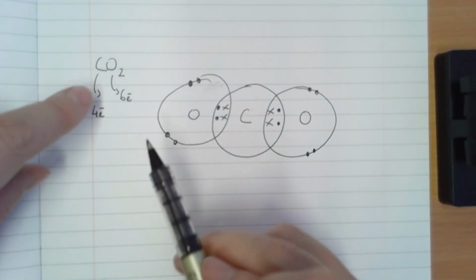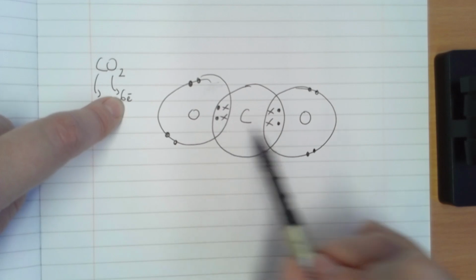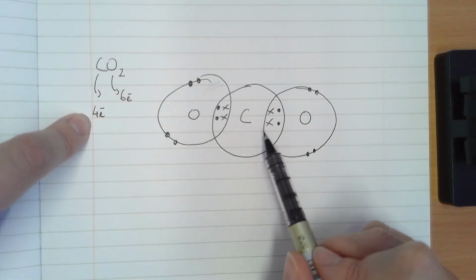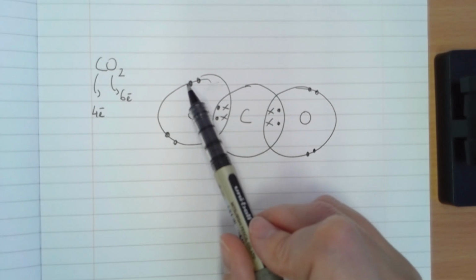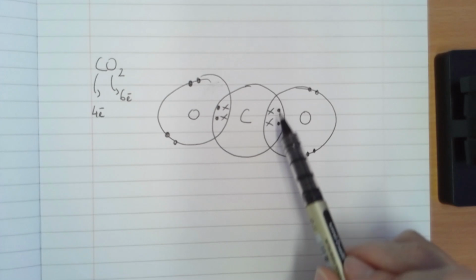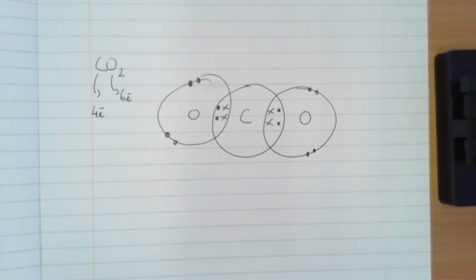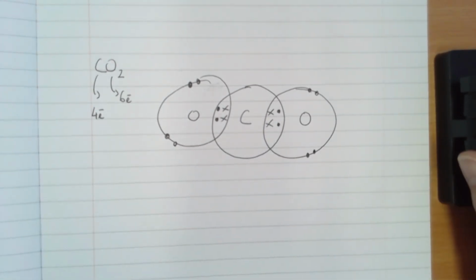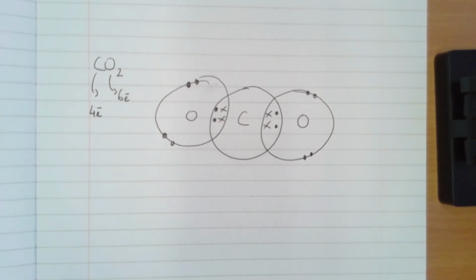So check. Have I drawn 6 dots for each oxygen? Yes. 4 dots crosses for carbon? Yes. Around oxygen, 2, 4, 6, 8. 2, 4, 6, 8. Around carbon, 2, 4, 6, 8. All electrons are in pairs. Alright, so they are your dot and cross diagrams. They come up every single year, so it is definitely worth practicing them.